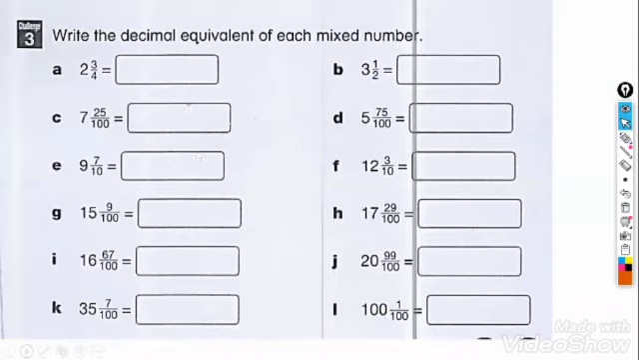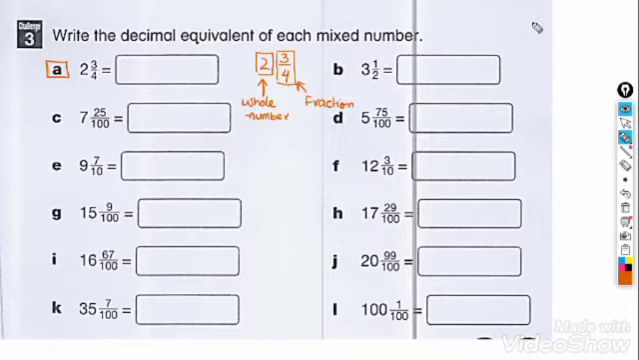The next one is: write the decimal equivalent of each mixed number. To change a mixed number into a decimal is very easy. For example, let's take the first one, part A, 2 whole 3 upon 4. This 2 is a whole number. A mixed number is a combination of a whole number and a proper fraction. So you will write 2 whole 3 upon 4.